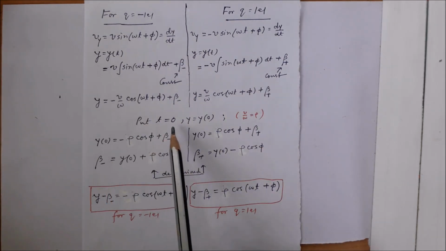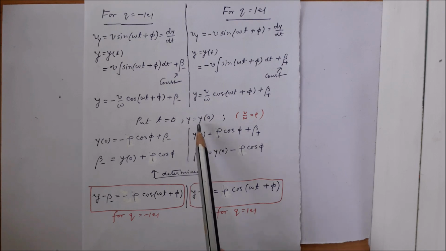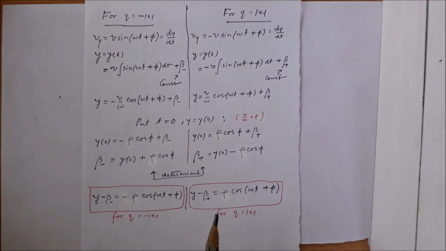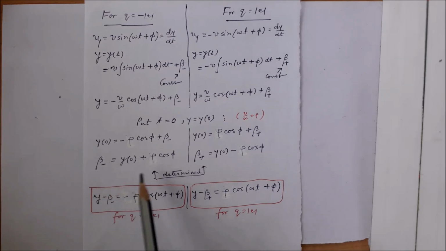Now at t equal to 0, putting y equal to y of 0 and using rho equal to v by omega, we get the values of beta minus and beta plus. Since these are determined, we end up with the y equation for the two charges in terms of time t.